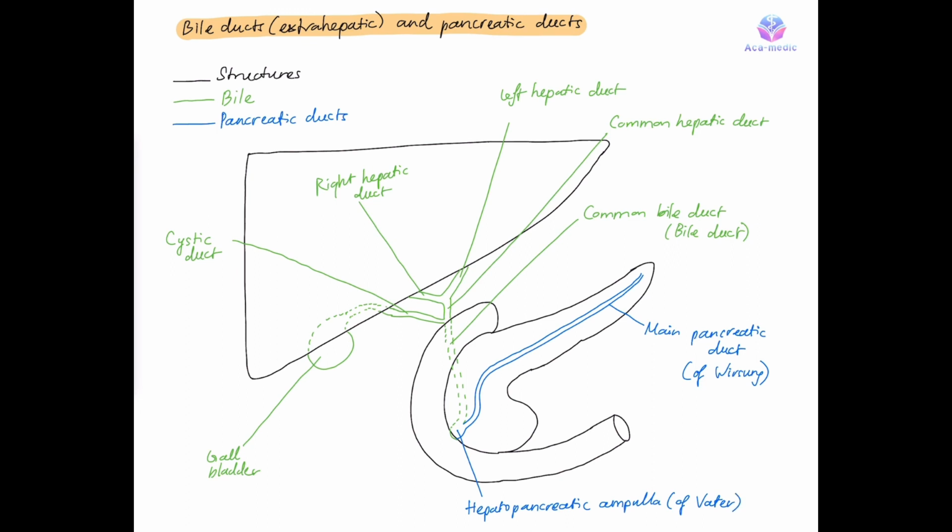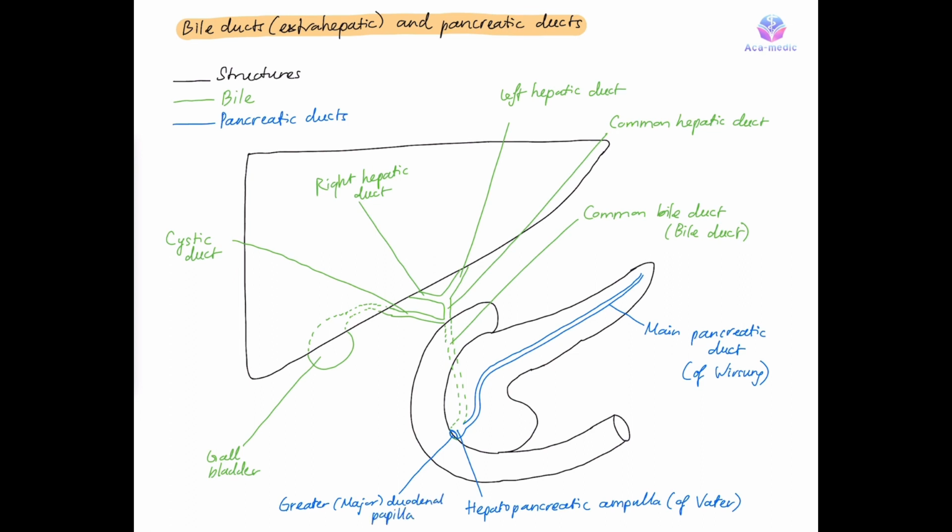Okay, now the ampulla of Vater will collect both the bile coming from the common bile duct and the pancreatic juices that come from the pancreatic duct, and it will empty into the duodenum right here. And at that point, you call that place where this ampulla of Vater empties into the duodenum the greater or major duodenal papilla.